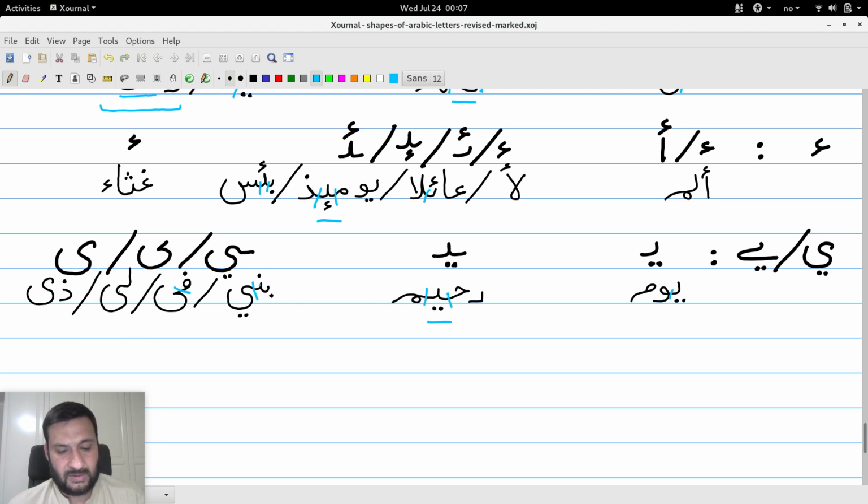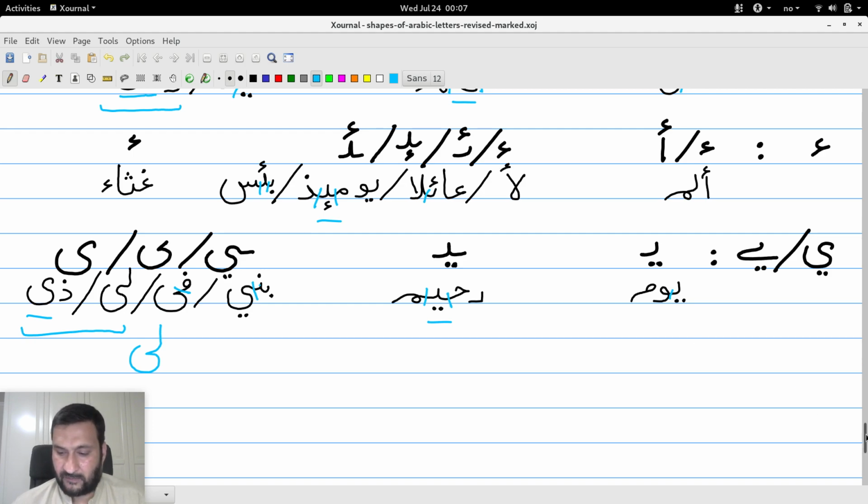These two examples are for the last version. As you see, this is standalone ya, which is right here, but here it's connected to lam, lam and ya. It may look like this. It may also look like this. All right, so it's both possibilities.